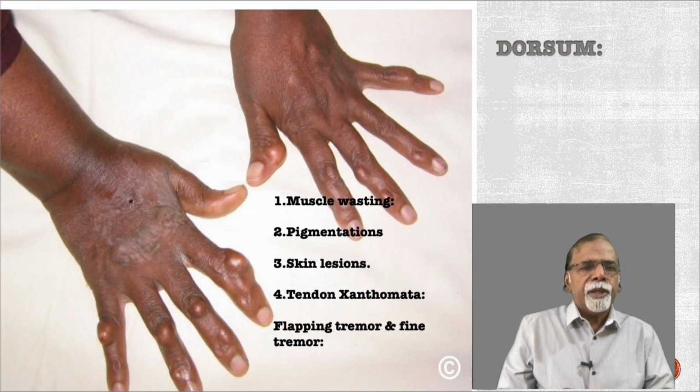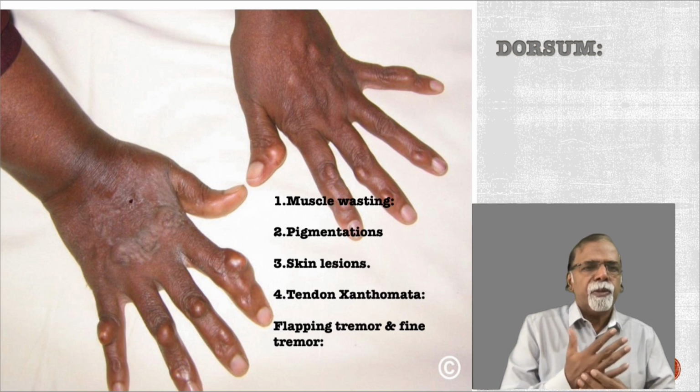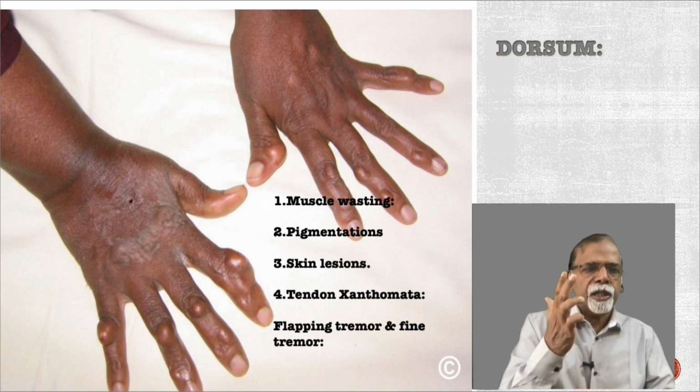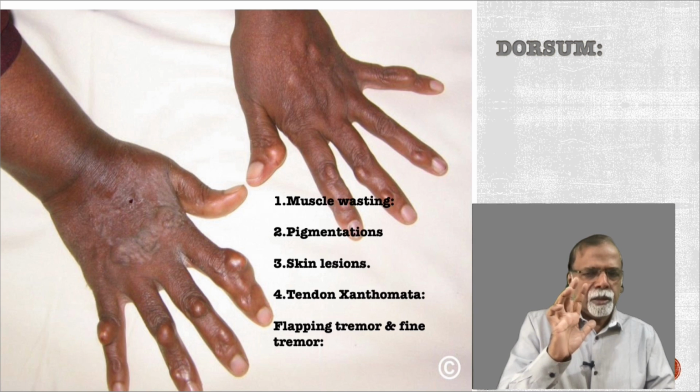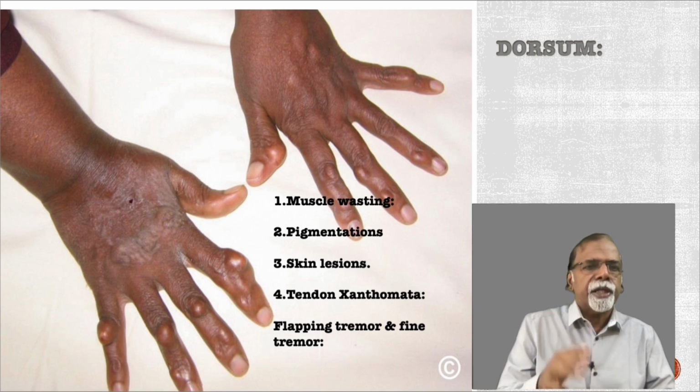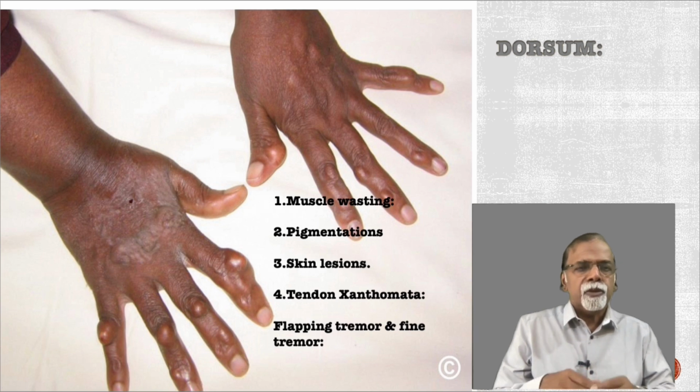So the dorsum you will be examining mainly for muscle wasting. I have mentioned the clubbing, the claw hand. Then again pigmentation, any skin lesions, scars, tendon xanthomas. Most important, think about the flapping tremor.